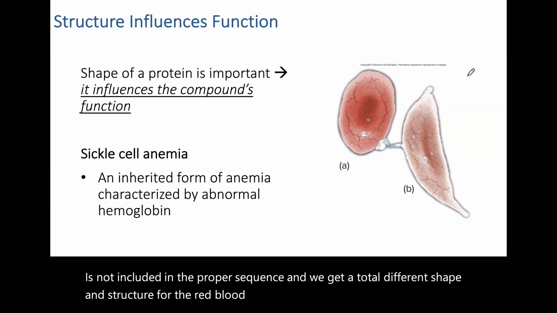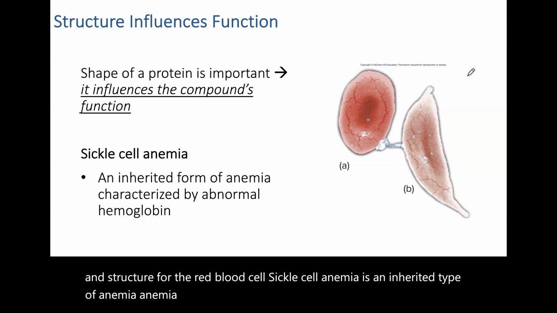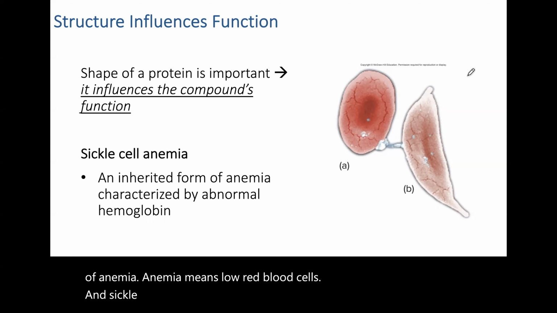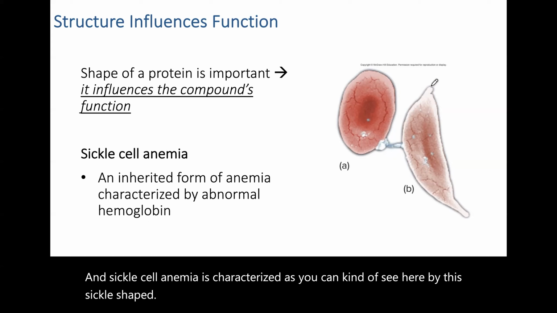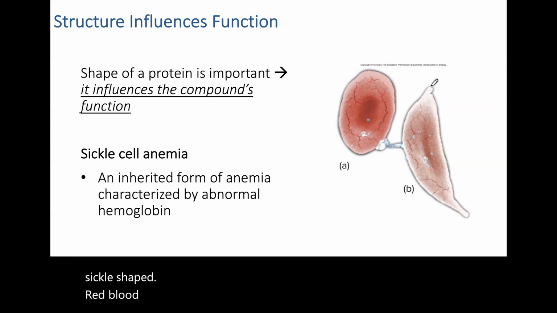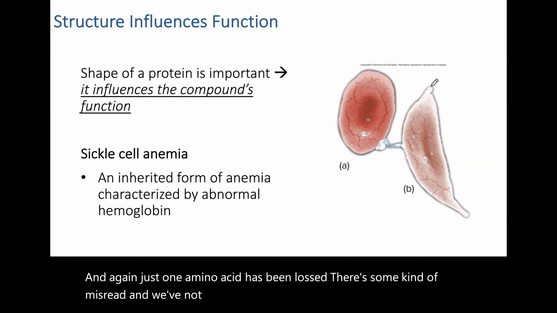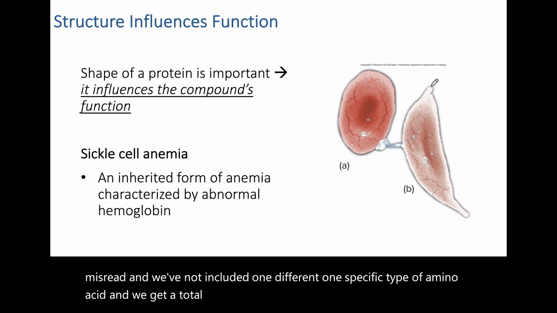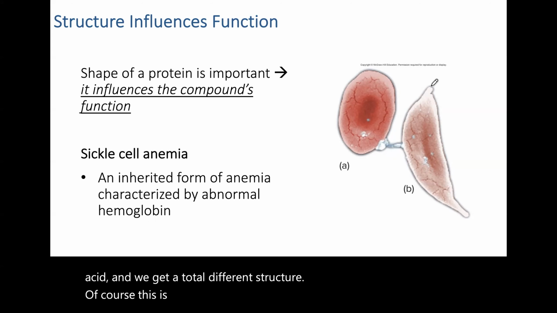Sickle cell anemia is an inherited type of anemia. Anemia means low red blood cells. And sickle cell anemia is characterized, as you can kind of see here, by this sickle-shaped red blood cell structure. And again, just one amino acid has been lost. There's some kind of misread, and we've not included one specific type of amino acid, and we get a totally different structure. Of course, this is an advantage in certain situations.